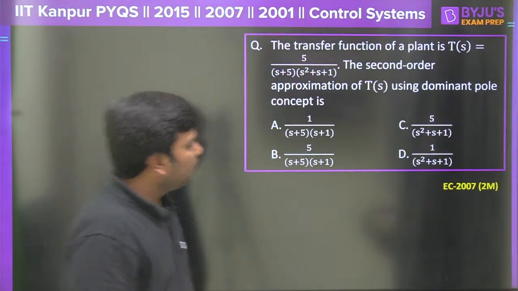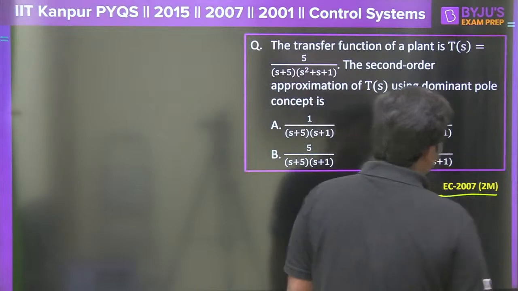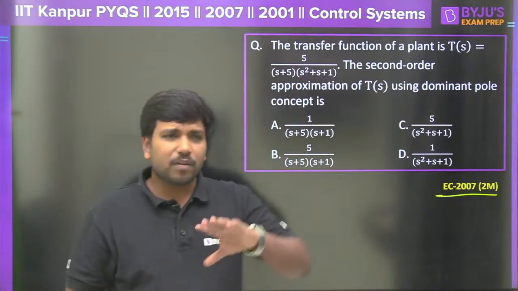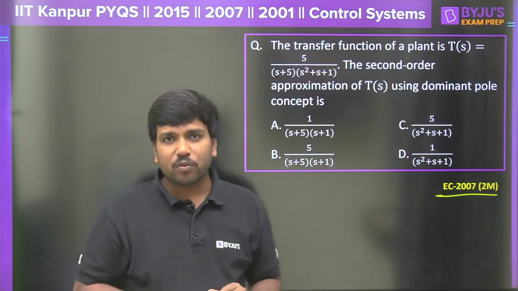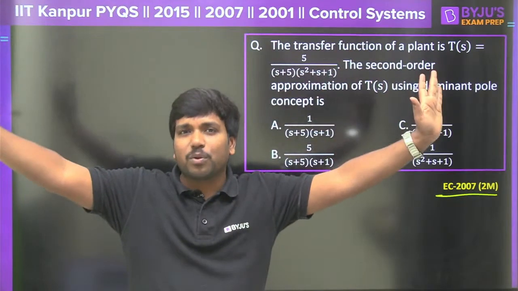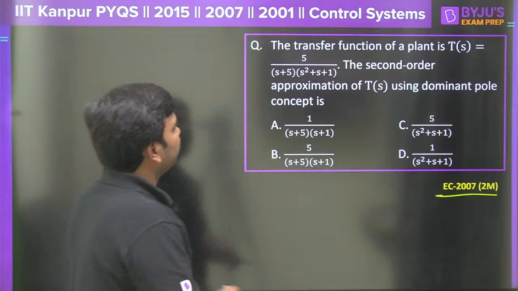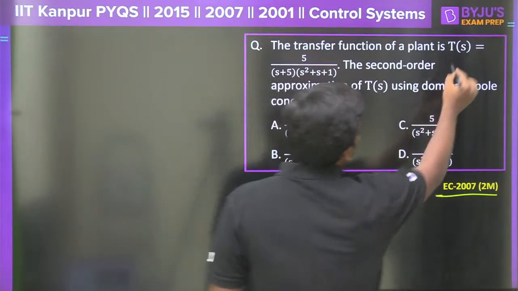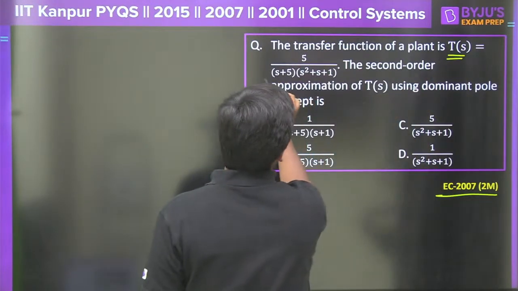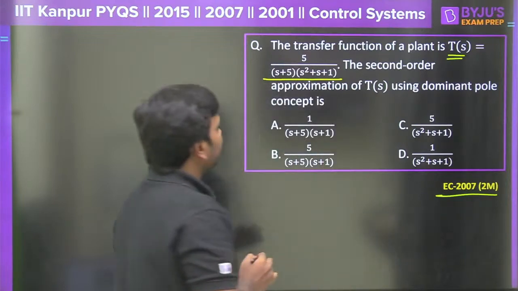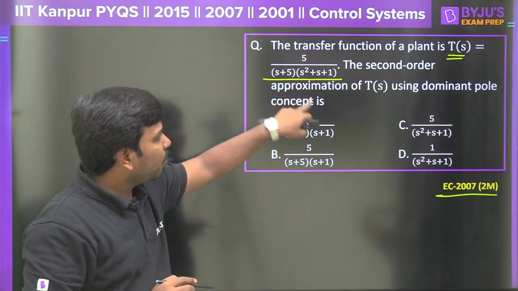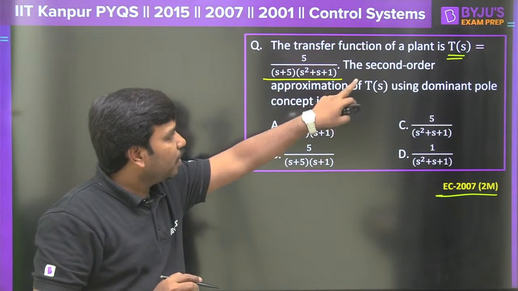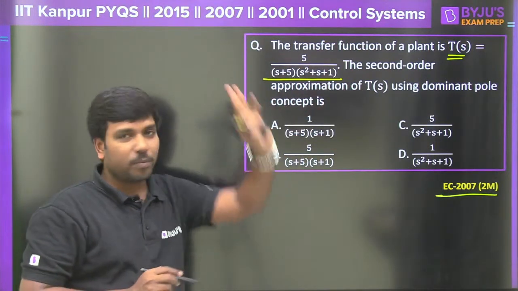So now let's go to this wonderful question. This was 2007. I have seen some very good questions on the dominant pole concept. So that's why I have included these questions by neglecting so many other questions also, right? So the question was this: the transfer function of a plant T of s is equal to 5 divided by (s plus 5) into (s square plus s plus 1), right? The second order approximation of T of s using the dominant pole concept is dash.